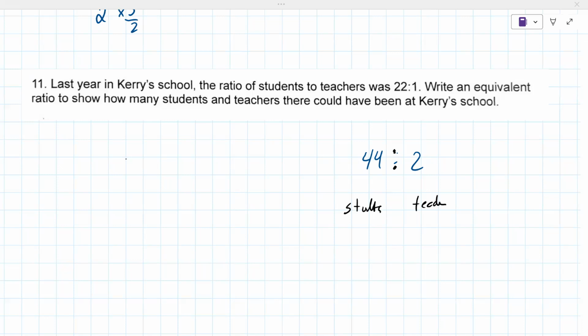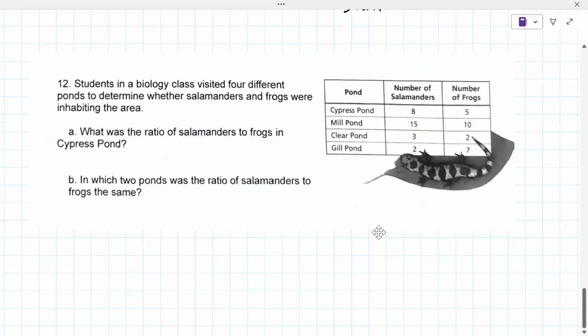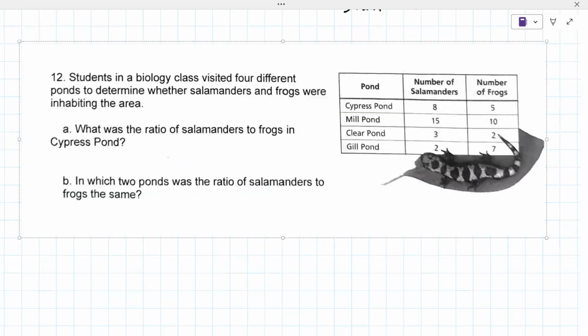So there's a little bit more here though to this. Like you're not getting the full picture. Ratios and fractions are not all the same, but the teacher maybe is holding back on that. Salamanders to frogs in Cypress Pond. So 8 to 5. Yeah.